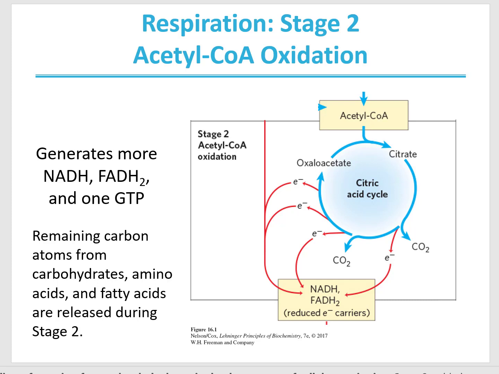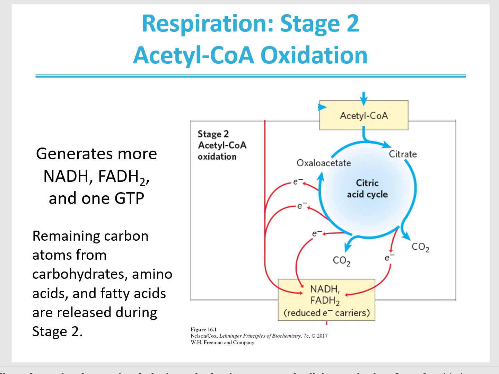So at several steps in the citric acid cycle, a substrate gets oxidized, and in 3 of these steps, a pair of electrons is transferred from the substrate to NAD+, producing NADH, and in the fourth step, a pair of electrons is transferred from a substrate to FAD, producing FADH2.